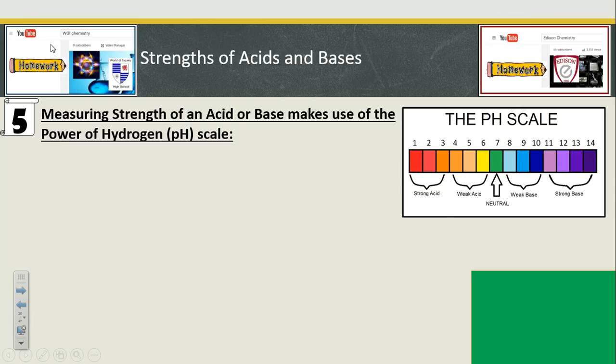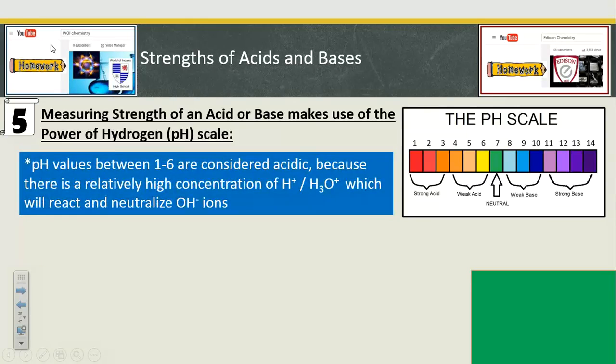It goes from 1 to 14. It represents acids on one side and bases on the other. So acid pH values are like 1 to 6. And there's usually a relatively high concentration of that hydronium or H+ ion in there, which will react to neutralize hydroxide ions. Okay, so pH 1 through 6, H+ is dominant.